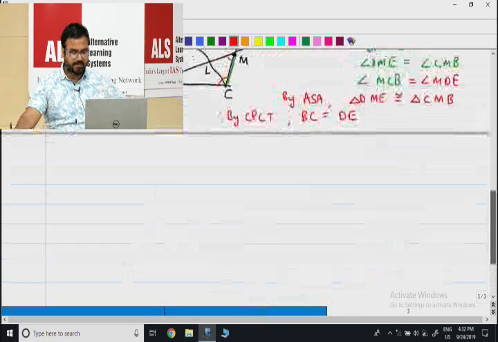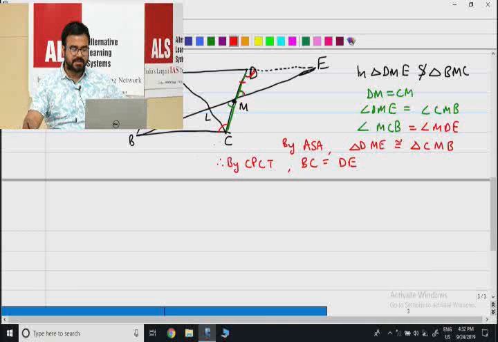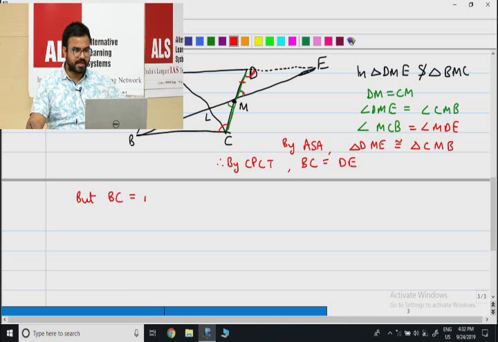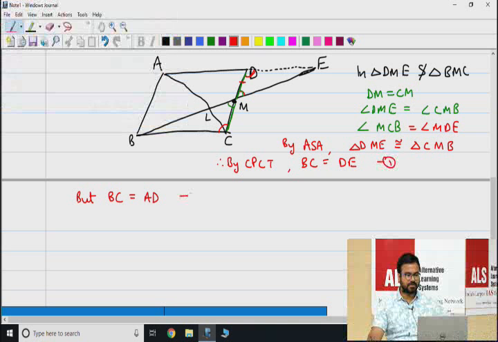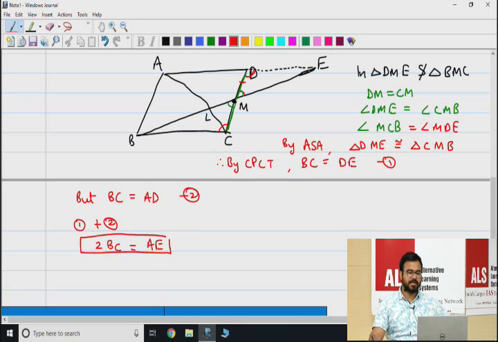So we can say BC is equal to DE, we have figured out, but this BC is also equal to AD, right? So let's say this is the first equation, this is the second equation. We can find the relationship between these two. If we add both of them, first plus second, the left hand side and left hand side will get added. So BC plus BC will become twice of BC, and DE plus AD will become AE. This is the relationship we are getting between BC and AE.